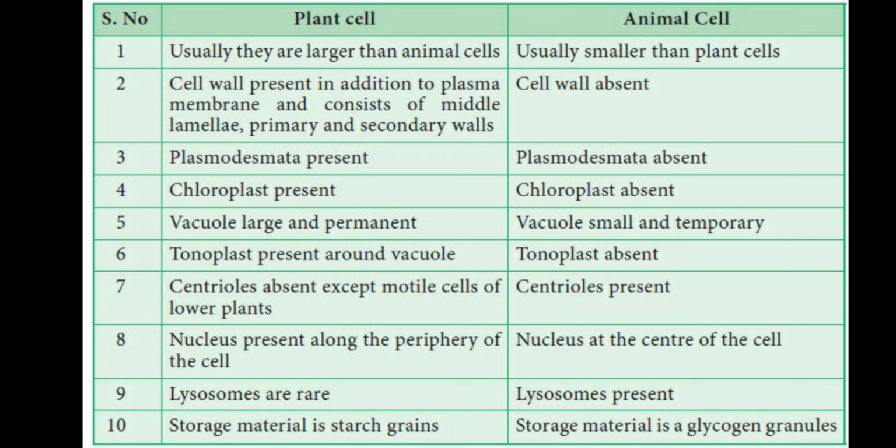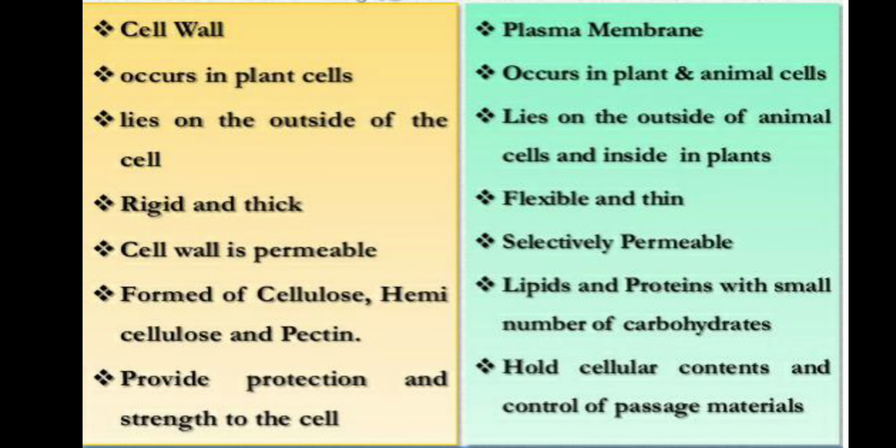We have seen that in a plant cell the nucleus is present towards the periphery, towards the corner of the cell, while in an animal cell the nucleus is present at the center. Lysosome, the cell organelle known as the suicidal bag, carries out the work of digestion or cleaning of the cell. Lysosomes are very rare in plant cells, while in animal cells lysosomes are present. Plants store their food in the form of starch, while animals store their food in the form of glycogen.